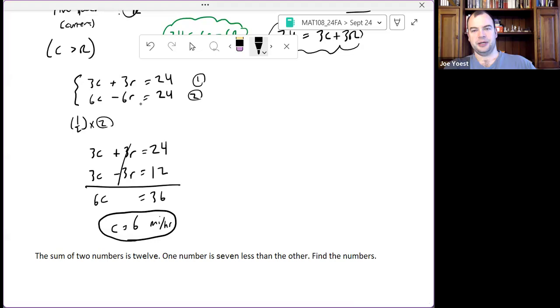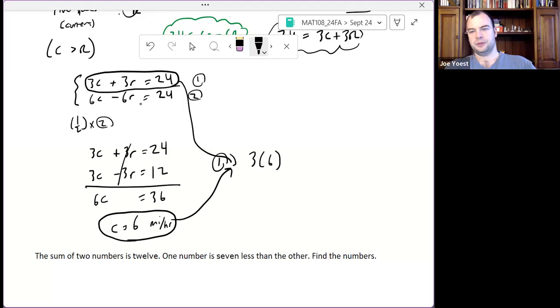And then I come back up here, maybe I take equation 1, for instance, with c equals 6. 3 times 6 plus 3r equals 24. Or I have 24 minus 18 is 6, so 3r equals 6. Or the river speed, the current is 2, and that's 2 miles per hour.